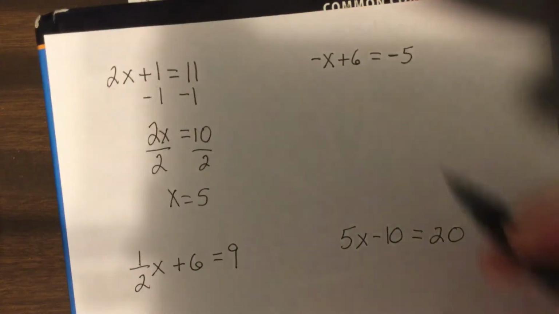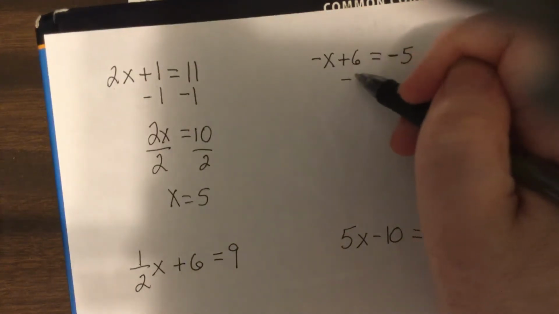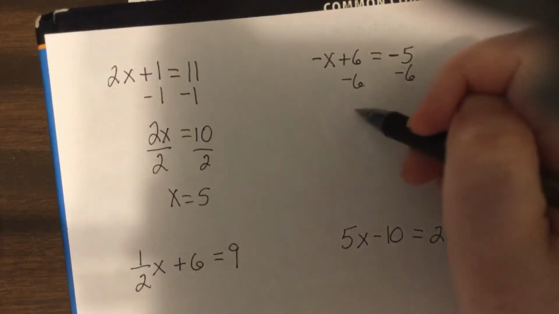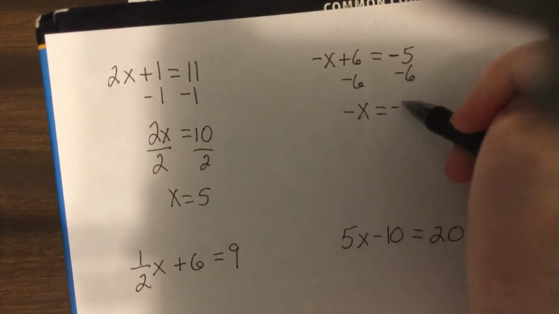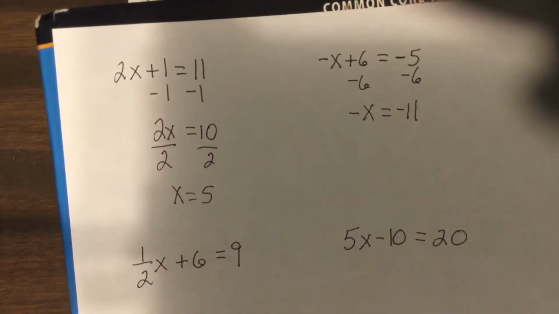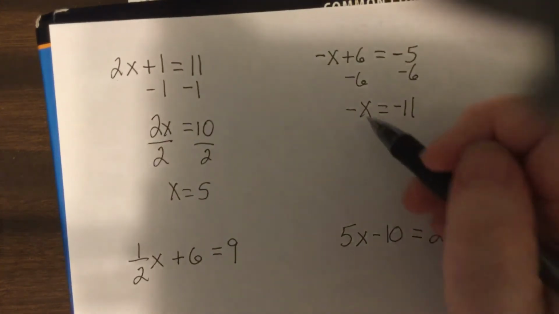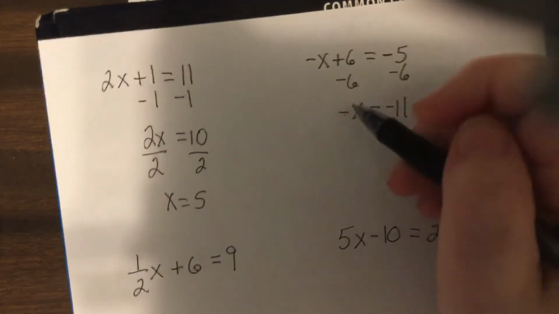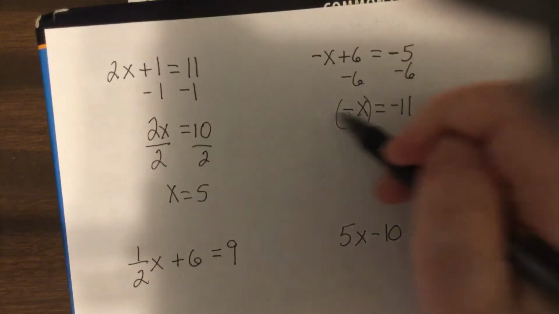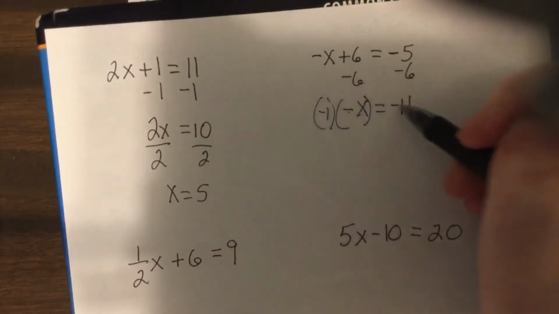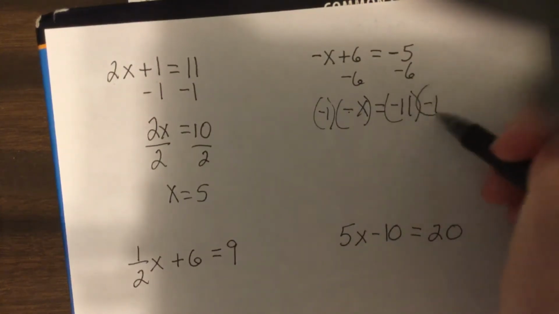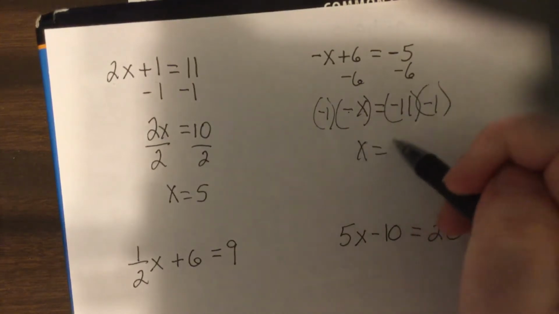This one, opposite of adding 6 is subtracting 6. Now, I want the opposite of x, so the opposite, you either multiply or divide by -1. And of course, you have to do it to both sides. So that'd be x equals 11.